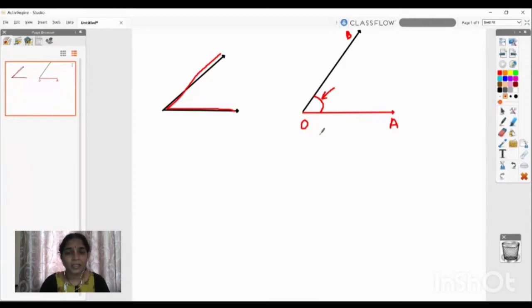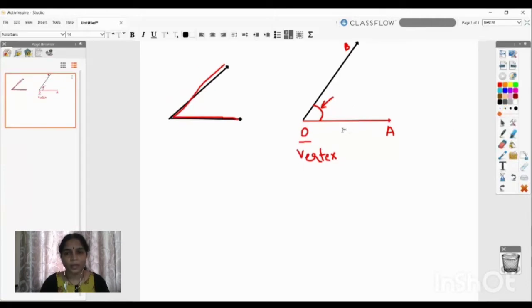Now let's understand the terminologies. O is called the vertex. And OA and OB, these are called the arms. There are two arms for an angle. So OA is one arm, OB is one more arm, and O is called the vertex. And this is the angle, the inside curved line is actually the angle. It is not OA, it is not OB, it is not O.